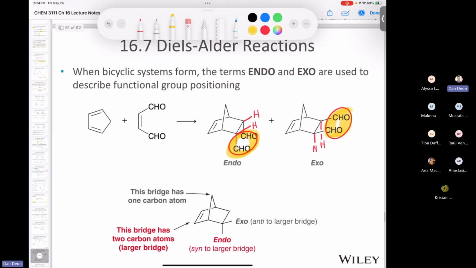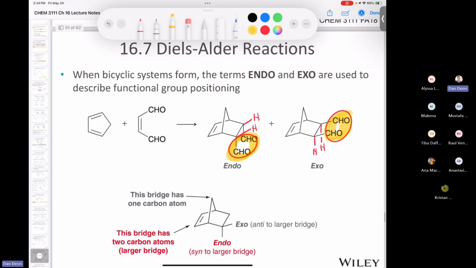There is a more proper way of describing endo and exo. We say the endo position is syn to the larger bridge, or it's on the same side as the larger bridge. This is the larger bridge, so this is on the same side as the larger bridge. And then you say that the exo position is anti to the larger bridge. Anyhow, I just remember pointing down and pointing up. It works just as well at this level.